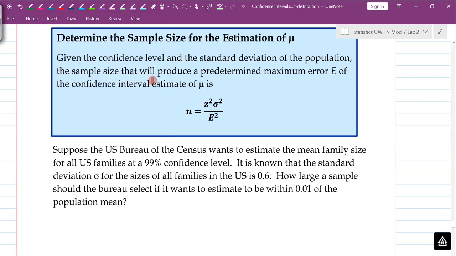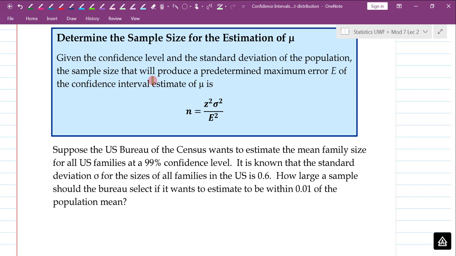Okay, there are times when your boss is going to come to you and say, I need you to go out and take a sample, and I need you to be 95% confident that you've got the true population parameter for the mean. Well, gee whiz, I know that I need to be 95% confident about my results, but how big does my sample have to be to ensure that I can be 95% confident?